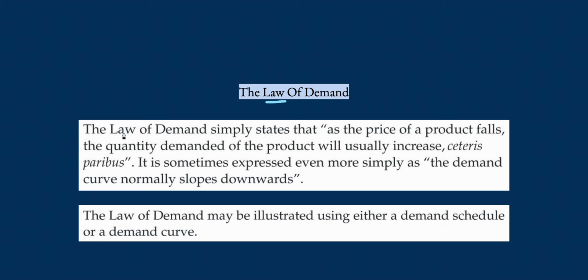And to do it by definition, the law of demand simply states that as the price of a product falls, the quantity demanded of the product will usually increase, ceteris paribus. It is sometimes expressed even more simply as the demand curve normally slopes downwards. Okay, the law of demand may be illustrated using either a demand schedule or a demand curve.